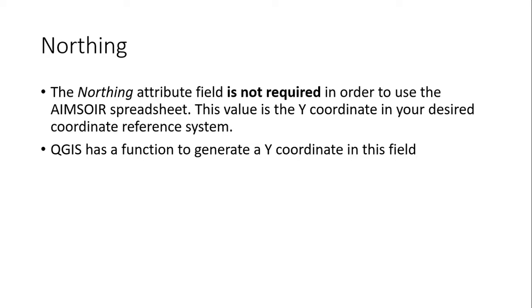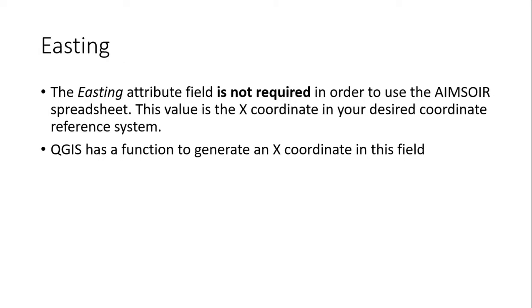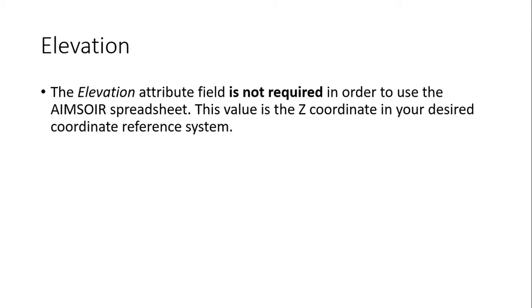The northing attribute field is not required in order to use the AIMSOIR spreadsheet. This is the y coordinate of your point or line. QGIS does have a function to generate this y coordinate. Similarly with easting, this attribute field is not required in order to use the AIMSOIR spreadsheet. It's an x coordinate. QGIS also has the ability to generate an x coordinate in this attribute field. Elevation is not required in order to use the AIMSOIR spreadsheet. This value is the z coordinate of your desired coordinate reference system.